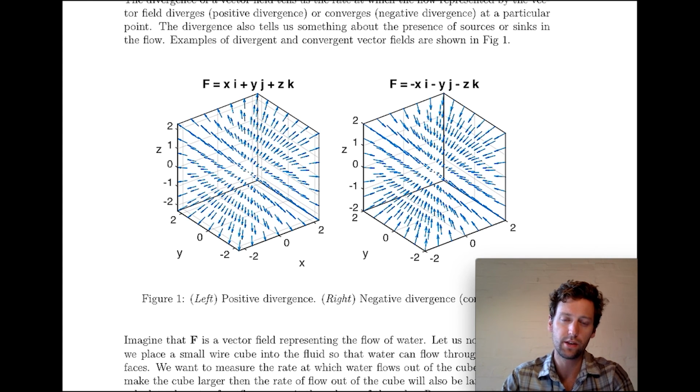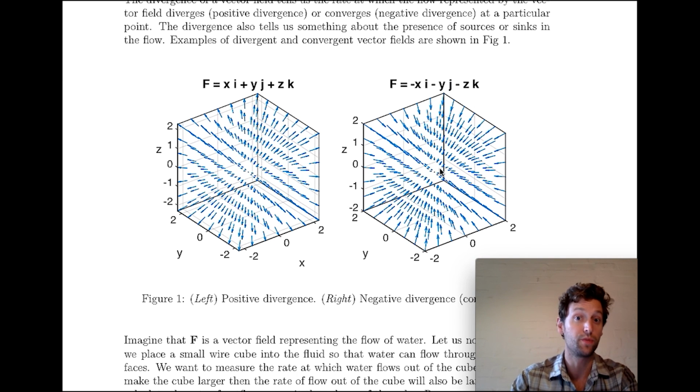And we could ask, is there a point in space where the flow is converging? Is there a point in space where all of the arrows are pointing in towards that point? Or is there a point in space where the flow is diverging, where all the arrows are pointing outwards from that point? Well, when we have arrows pointing out from a particular point, we say that we have positive divergence. And when we have arrows pointing in towards a particular point, we say that we've got negative divergence. That is, we've got convergence.